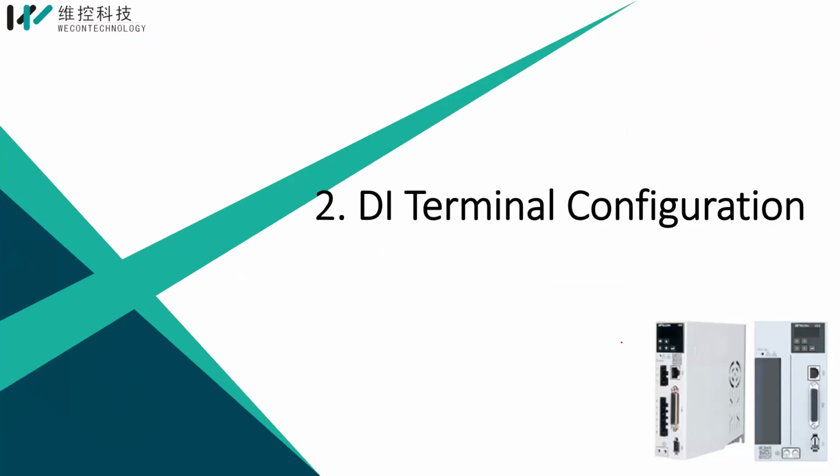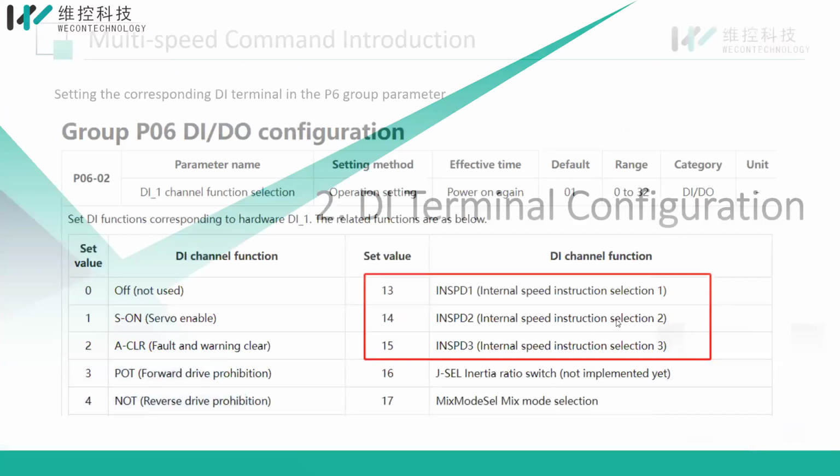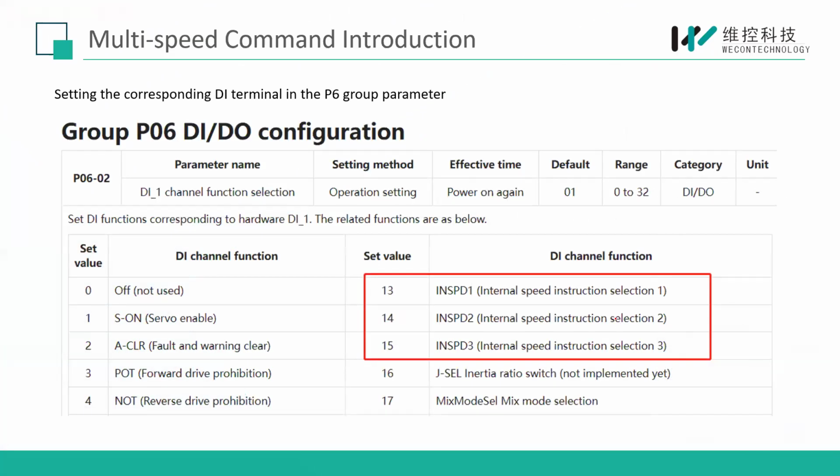So the second part is the DI terminal configuration. The switching speed requires the corresponding number of DI terminals to be set to function 13, 14, and 15.